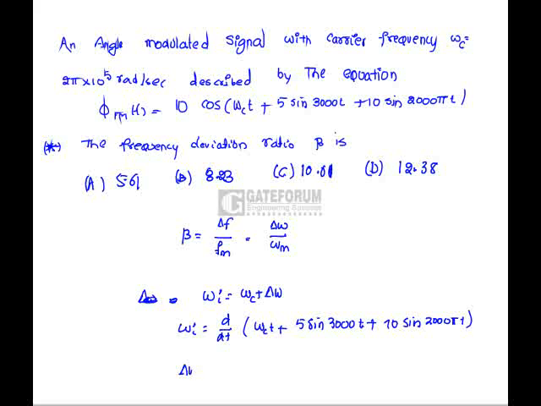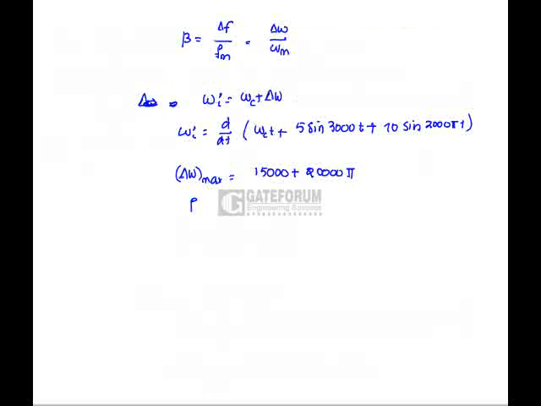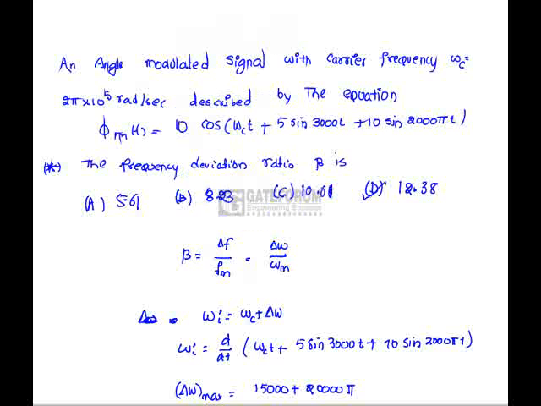So delta omega max is equal to 15,000 plus 20,000 pi. Then omega m max is nothing but 2000 pi. Hence beta is equal to delta omega max divided by omega m max, which, after substituting the values we got above, gives 12.38. Hence option D is correct.